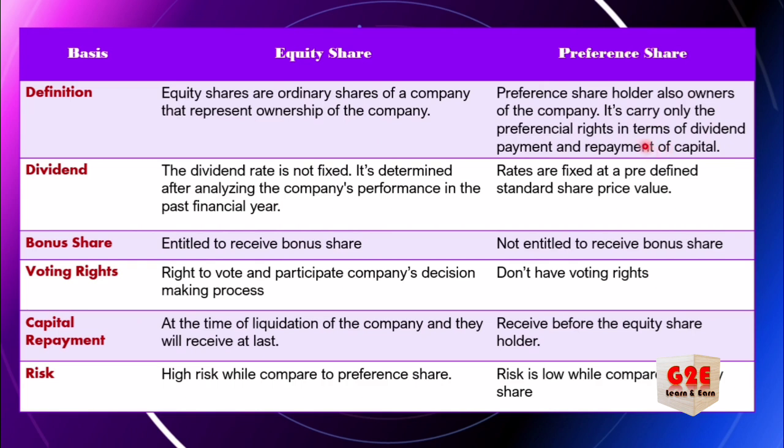Suppose you're investing 1 lakh. If the company goes bankrupt, the preference shareholder will get their capital first. After that only the equity shareholder will get. That's the reason they mention the preferential rights here. We have preferential rights for the dividend as well as for our capital.